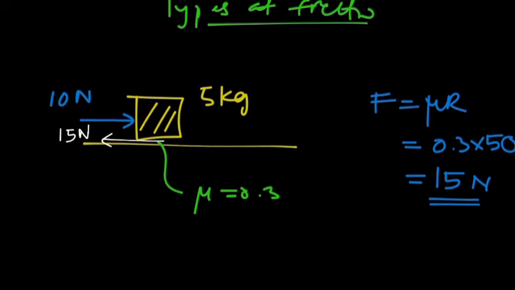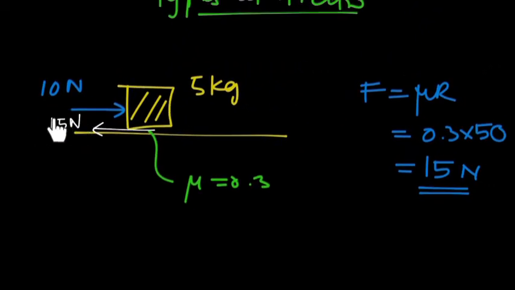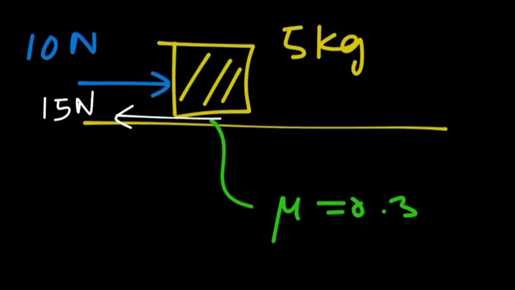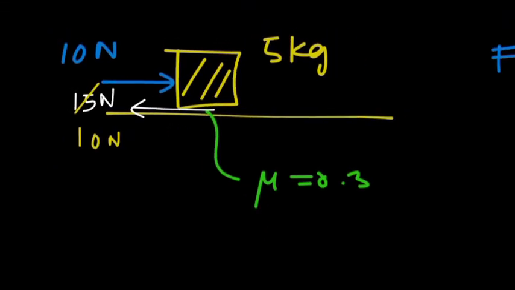Think about it a bit. If the friction was 15 newtons, what will be the resultant force? Would it be 0 or 5 newtons? It's going to be 5 newtons. Thus the box cannot be in equilibrium. It's going to move rightwards. To be in equilibrium, the friction has to be 10 newtons instead of 15 newtons. If the applied force was 11 newtons, then to be in equilibrium, the friction also has to become 11 newtons.